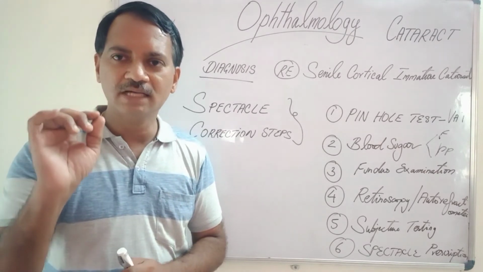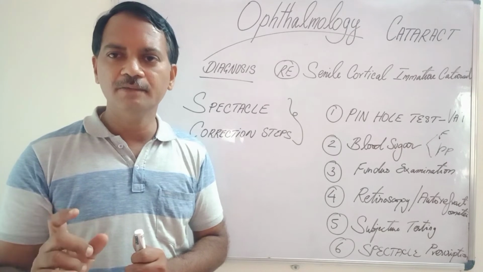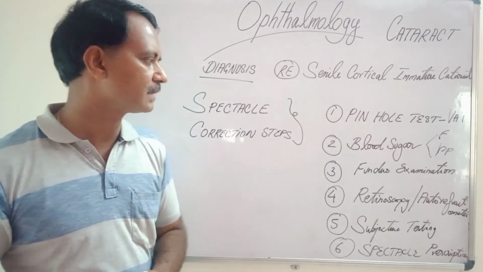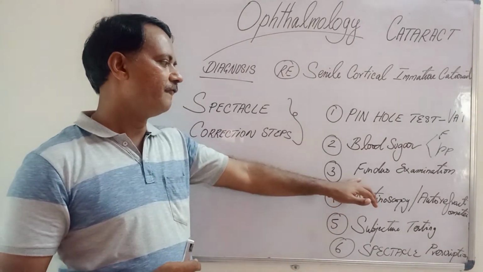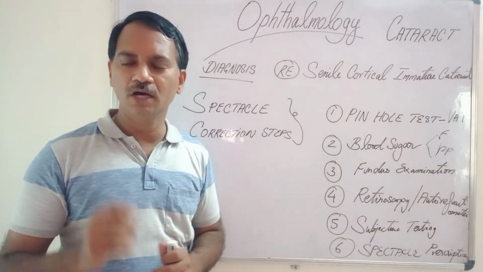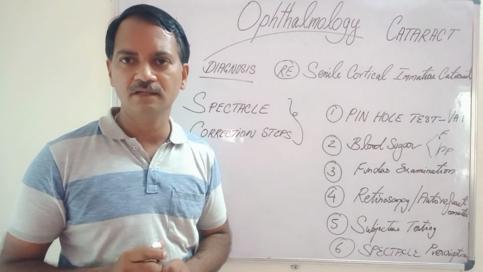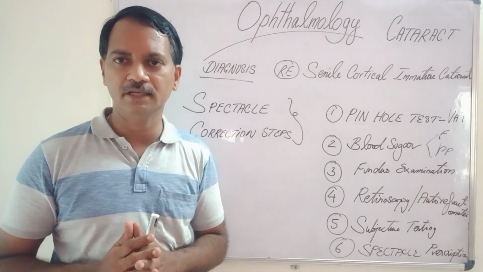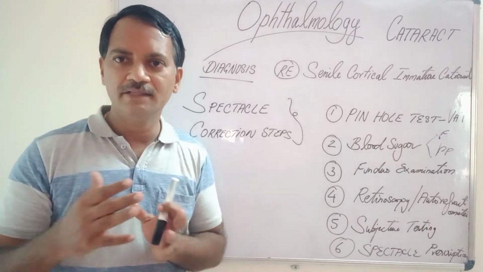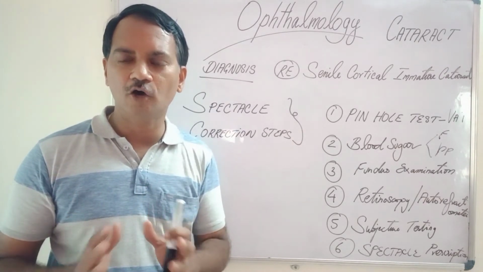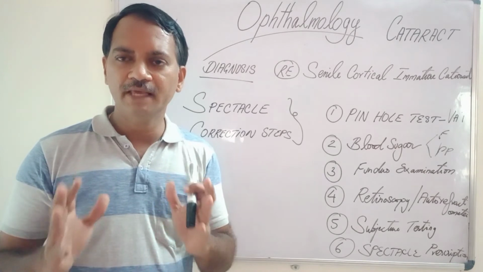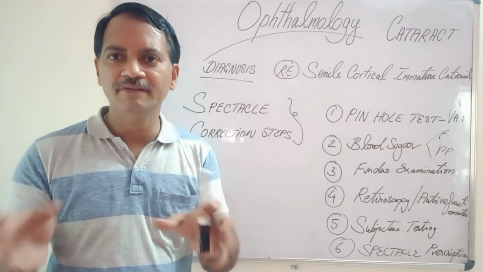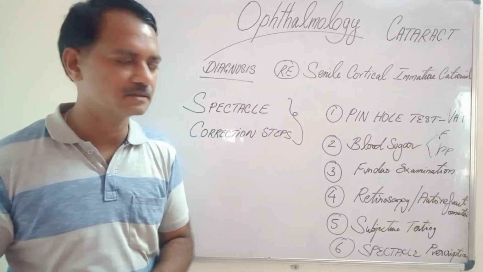So it is always advised to bring the blood sugar under control before giving a glass prescription. The next thing is fundus examination. You should do an ophthalmoscopic examination to check whether the retina, macula, optic nerve, the media of the eye, that is the vitreous, everything is normal or not. If they are normal, then there are no negative points in giving a glass prescription for the patient.